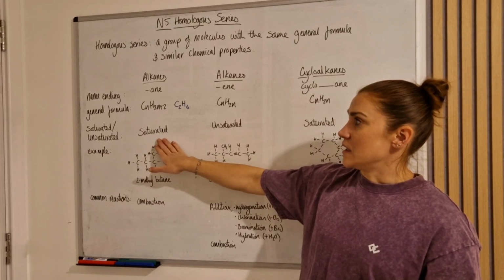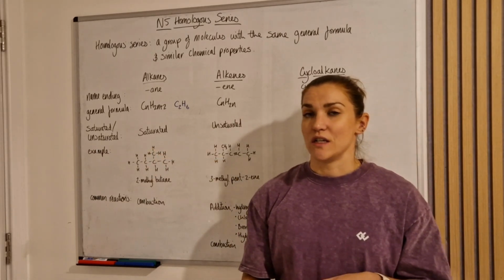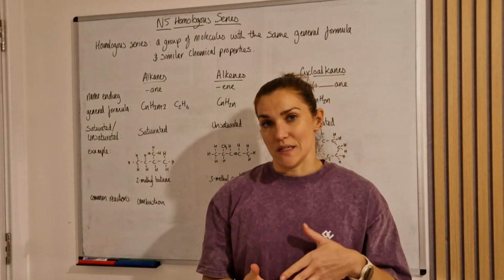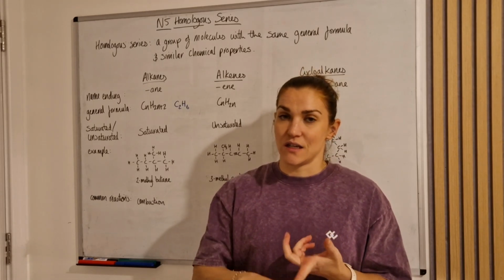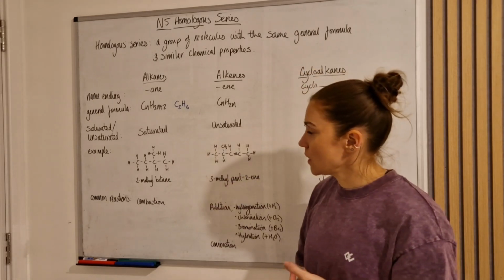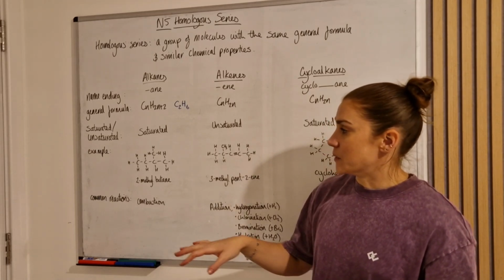Then the next thing you need to know about the alkanes is that they are saturated molecules. So saturated means they contain all single carbon-to-carbon bonds. So try and remember S and S, saturated single. So they've got all single carbon-to-carbon bonds.